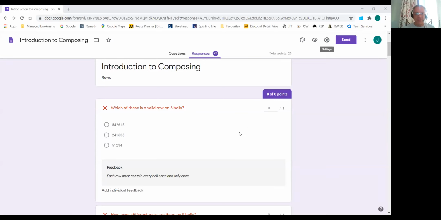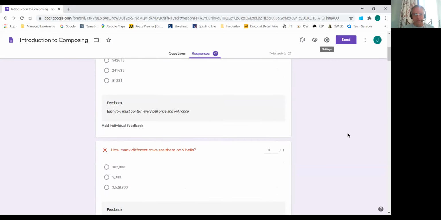Question one. This was about which of these is valid on 6 bells. Well, the thing about rows is that every row must contain every bell once only. So the only one of these that satisfies that criteria is 2, 4, 1, 6, 3, 5. So neither of the other two are valid from that point of view.